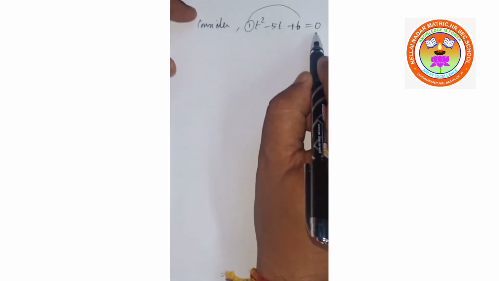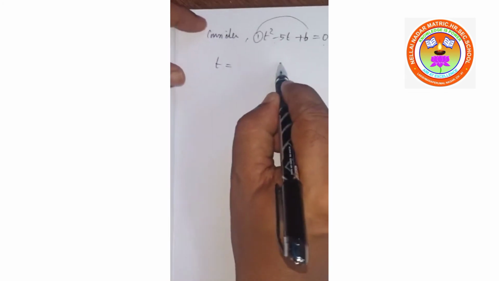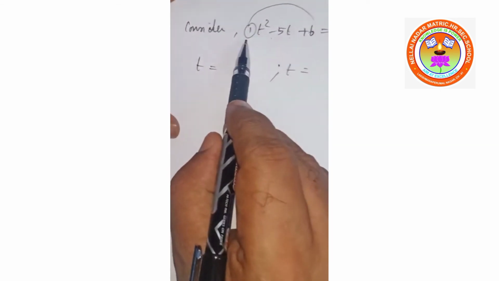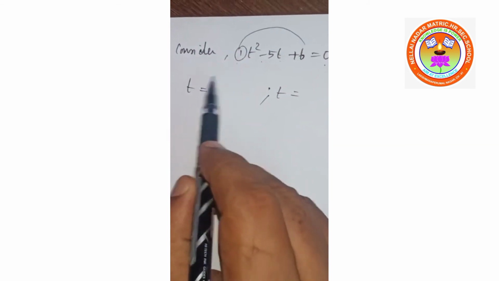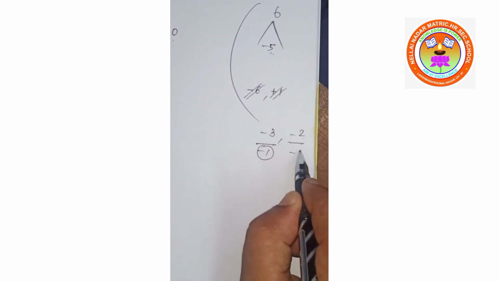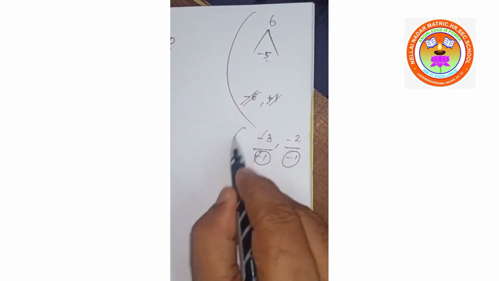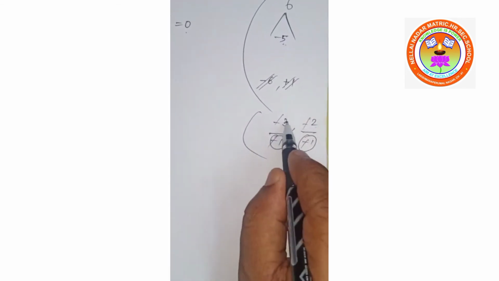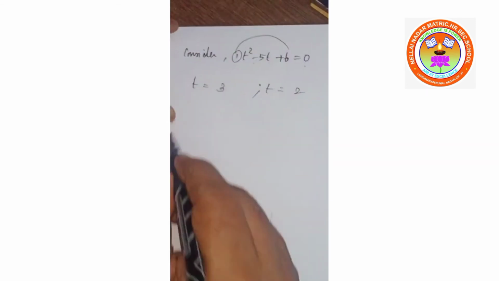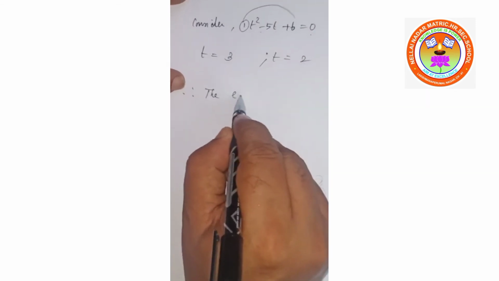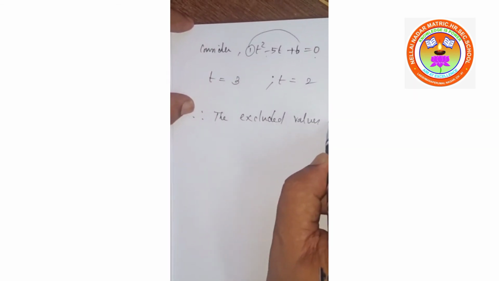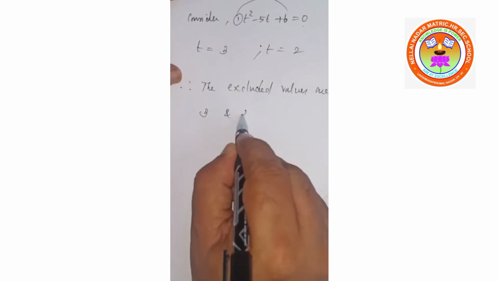Since it is an equation, you can find the values of t directly. How to find? For getting the values of t directly, consider the coefficient of t squared. Change the sign. Plus 1 becomes minus 1 in the denominator. Minus minus get cancelled. 3 by 1, that is equal to 3, and 2 by 1, that is equal to 2. Therefore, the excluded values are 3 and 2.